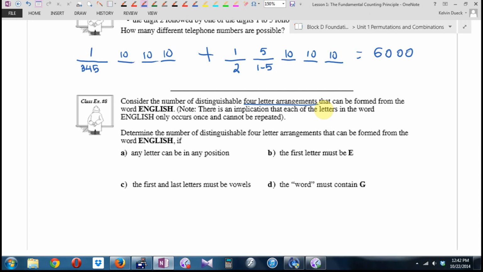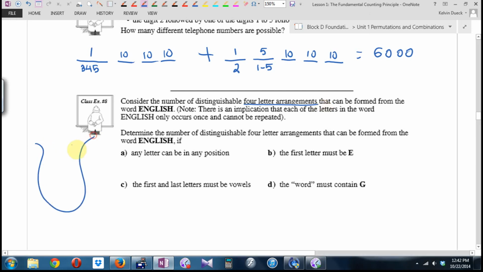This is where I'm going to use my Scrabble bag. In fact, over on the left here, I'm going to go E, N, G, L, I, S, H, and I'll jumble them. And it says in brackets, note, there's an implication that each letter of the word English occurs once and can't be repeated. In other words, I'm going to reach in and pull out a letter from my Scrabble bag and I'm not going to put it back in. No repetitions is what we say.